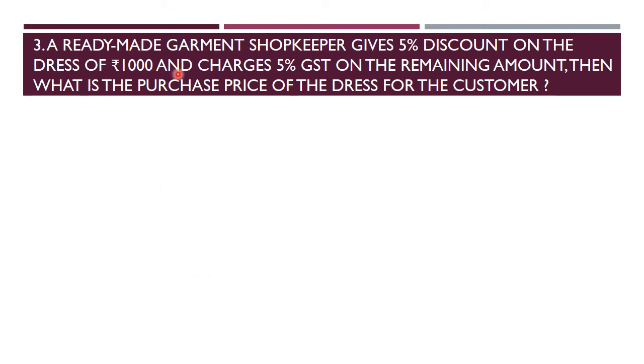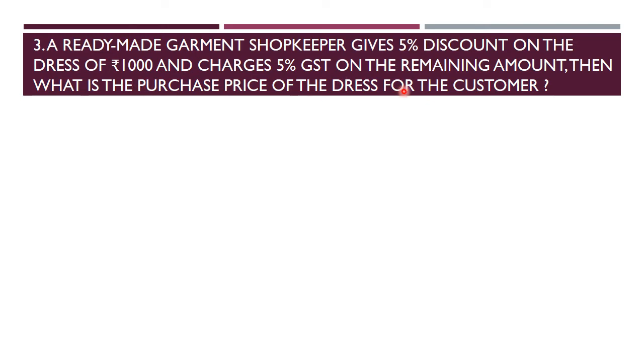A ready-made garment shopkeeper gives 5% discount on the dress of rupees 1,000. So the dress costs rupees 1,000, and on that a 5% discount is given, and then 5% GST is charged on the remaining amount. So on the discounted price, 5% GST is applied. Then what is the purchase price of the dress for the customer?